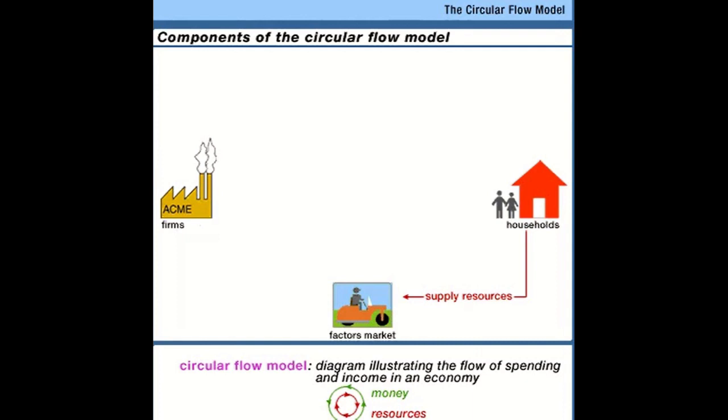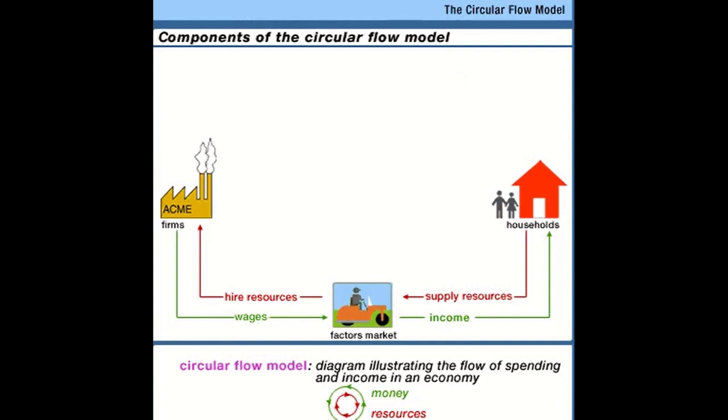Now, the complementary flow to this flow of resources from households through the factor markets into firms is the flow of money. Businesses pay for these resources with money. And this payment takes the form of wages, interest payments, rental payments for property, and profits that are returned to households who own stock in the companies. So in the factor markets, we see resources flowing in one direction and money payments for the use of those resources flowing in the other direction.